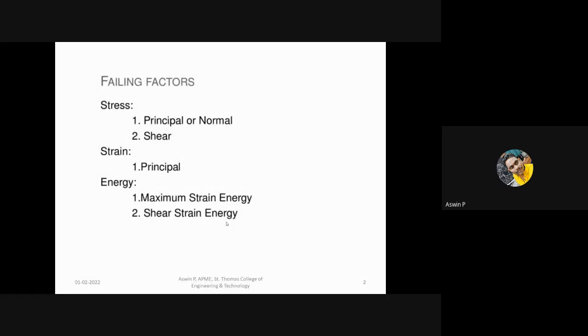Okay, now you can see these are the failing factors. When I was reading this one, the slide was not shown to you. I saw the difference in the slide, that's why I asked you. So these are the failing factors. Have you written these things? No, sir. Okay, we have defined what is failure. So after that, first one is stress. Write principal stress as a subheading. Write all of this below what we wrote earlier.